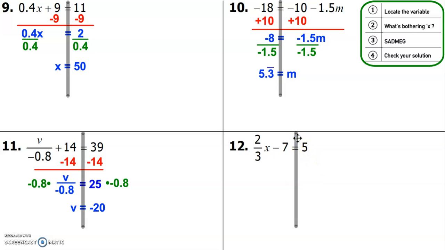Here when I split, I see I have 2/3 that I'm multiplying by, and I'm subtracting 7. Get rid of the 7 first, and I'm left with 2/3 x equals 12. To get rid of this fraction, it's really being multiplied by x, so I need to divide by 2/3. But remember, when I divide by a fraction, it's the same as multiplying by its reciprocal. That means those are going to reduce away, and I'm just going to be left with x. And I have 12 times 3/2, which is 18.